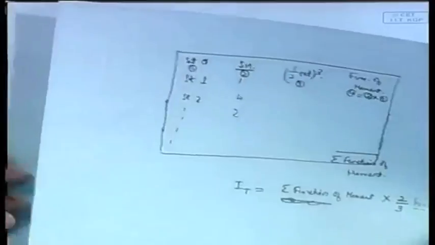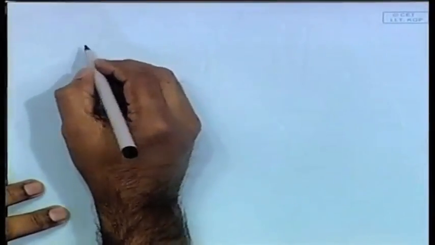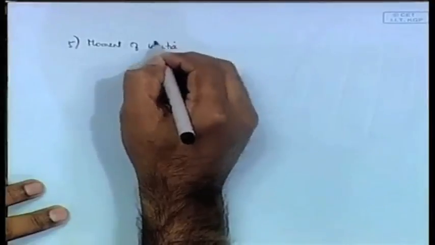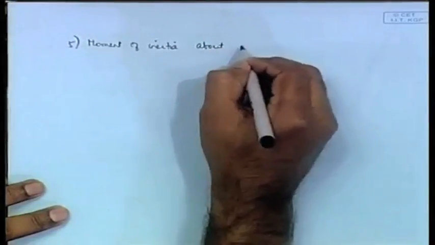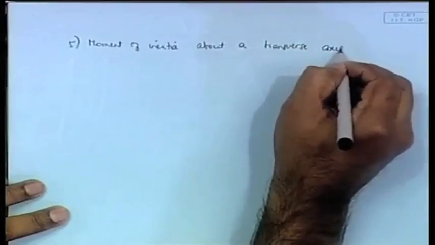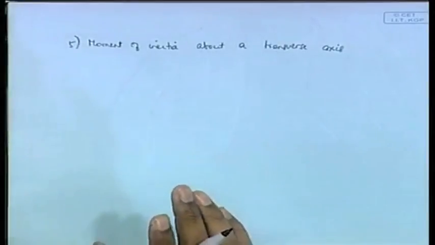Okay, now we can have, as I said, this is where the confusion can start. I will write it as 5, the moment of inertia about a transverse axis. This is another one which is slightly different. Here we are doing the moment of inertia of the area about a transverse axis. Which is a transverse axis?